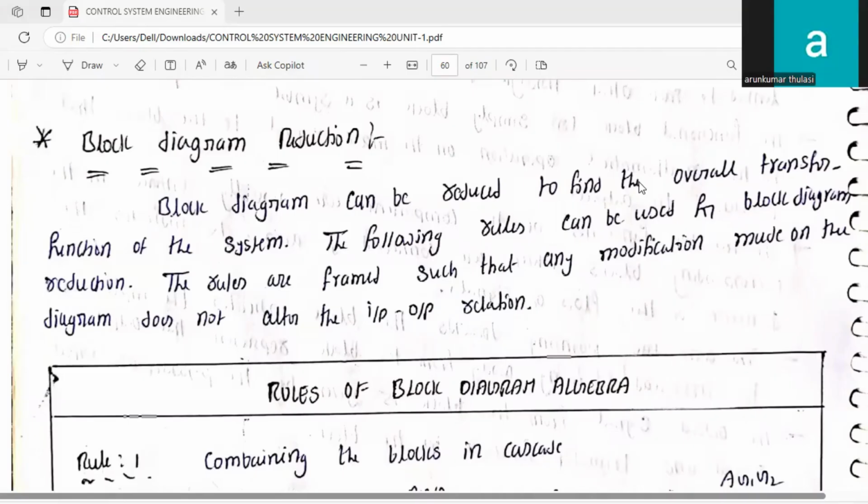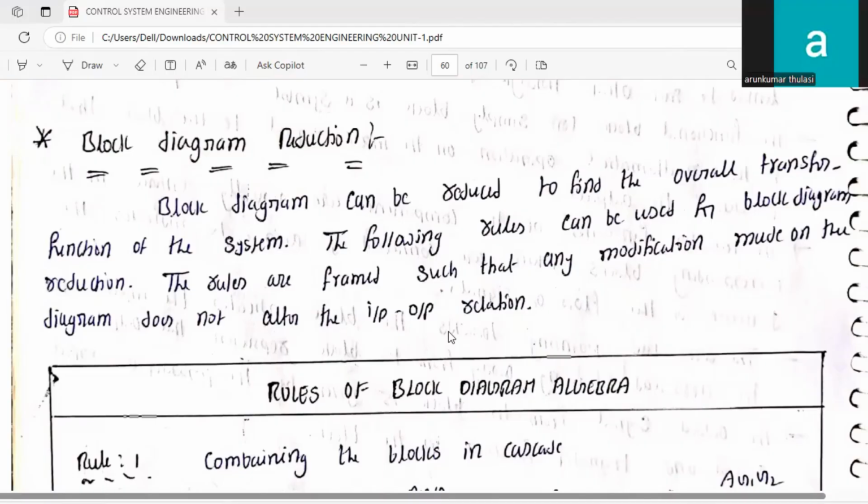We have to bring a complex system, the block diagram, to the single transfer function. So for this, we are going to use different block diagram rules. The following rules can be used for block diagram reduction. The rules are framed such that any modifications made on the diagram do not alter the input-output relation. So by simplifying different modifications in the block diagram, finally we obtain the transfer function of a given system.